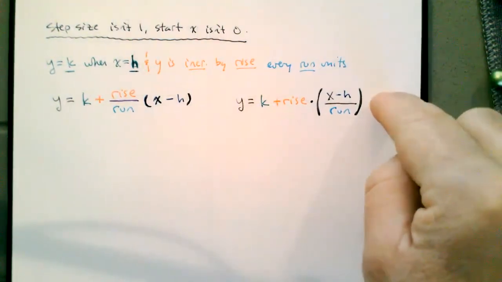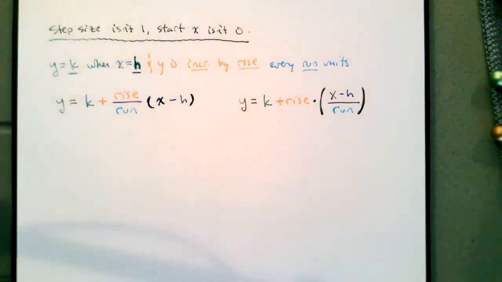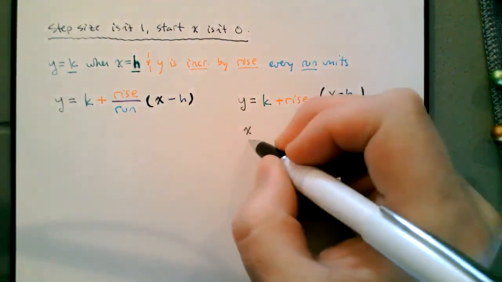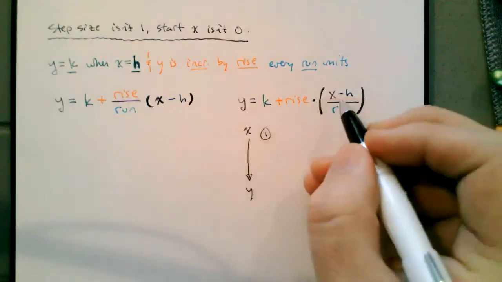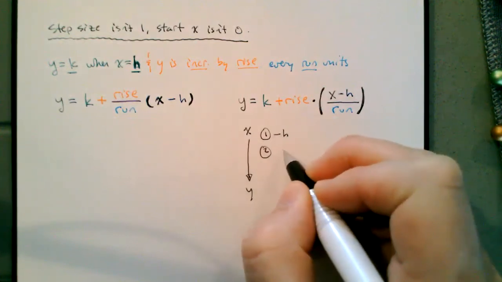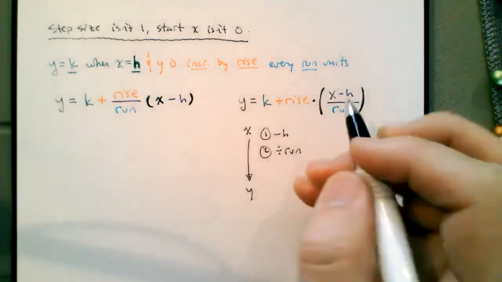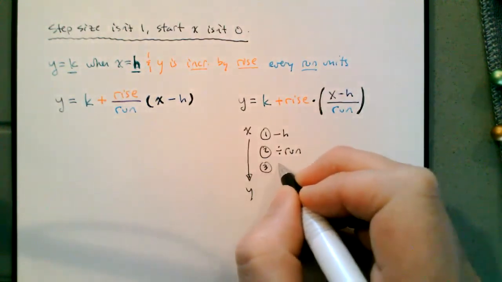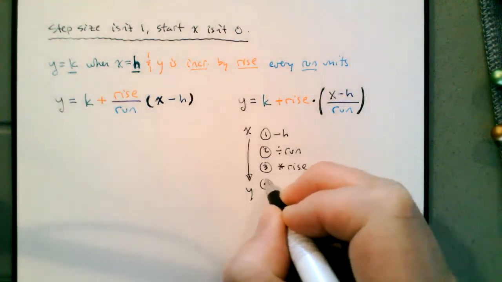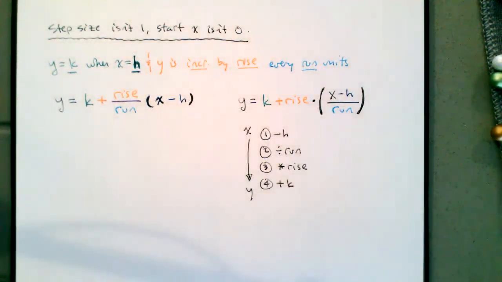Let's take a look at the order of operations if we write the linear function this way. Let's look at what happens to the x. This is how we turn an x into a y. First, we subtract h. Second, we divide by the run. Then comes the multiplication. We multiply by the rise. And finally, we add the k. Everything that happens before the rise is just getting us to count the number of steps from zero. Subtracting h means that the steps are going to start off at zero. Dividing by the run tells us how big the steps are, how much x it takes to get to one full rise. Then we multiply by the rise, and then we add the k.